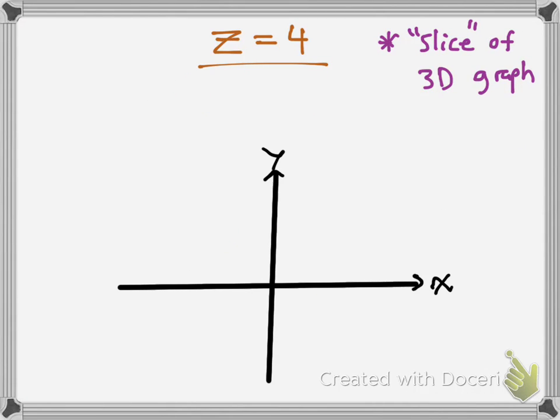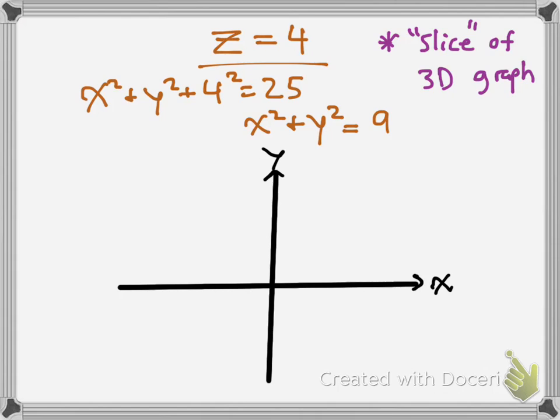Okay, so now we're going to do another slice. So z equals 4. Wherever you see the z in the original problem, which was x squared plus y squared plus z squared equals 25, you plug in a 4. So you'd have x squared plus y squared plus 4 squared equals 25, and that would simplify to x squared plus y squared equals 9.